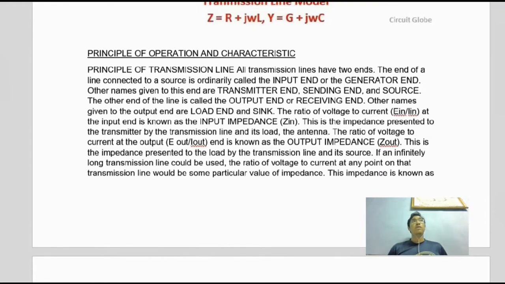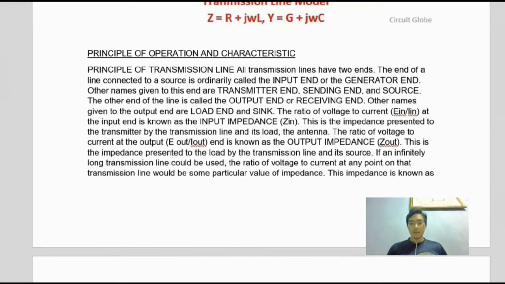The ratio of voltage to current at the input end is known as the input impedance, or Zin. This is the impedance presented to the transmitter by the transmission line and its load. The ratio of voltage to current at the output end is known as the output impedance, Zout. This is the impedance presented to the load by the transmission line and its source.